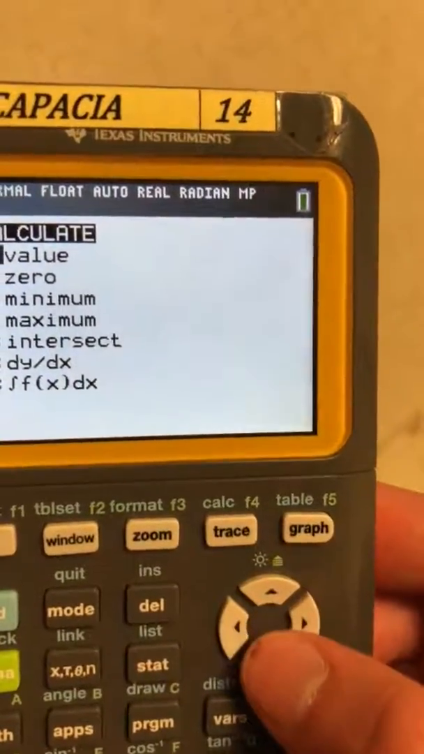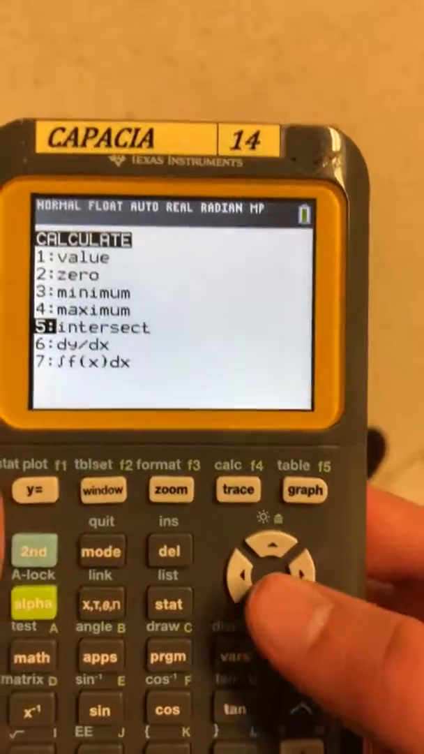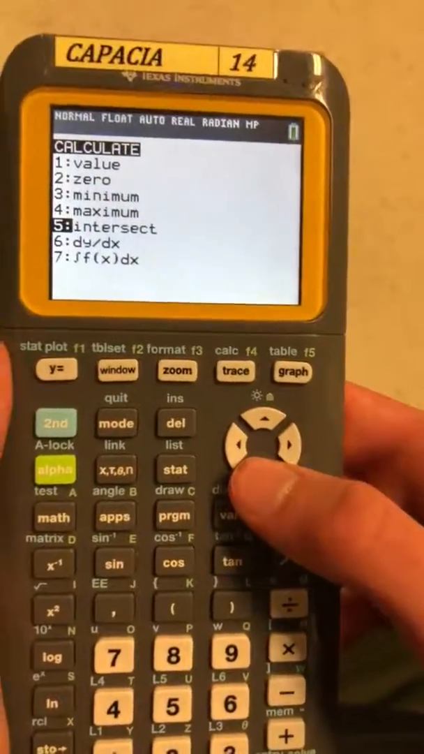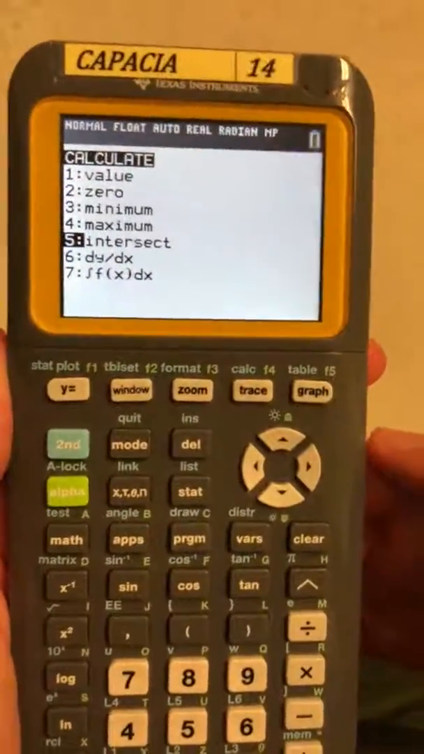You can also find intersect, if there were two lines, where they intersect, and all these things with that. That's pretty much the main idea of it.